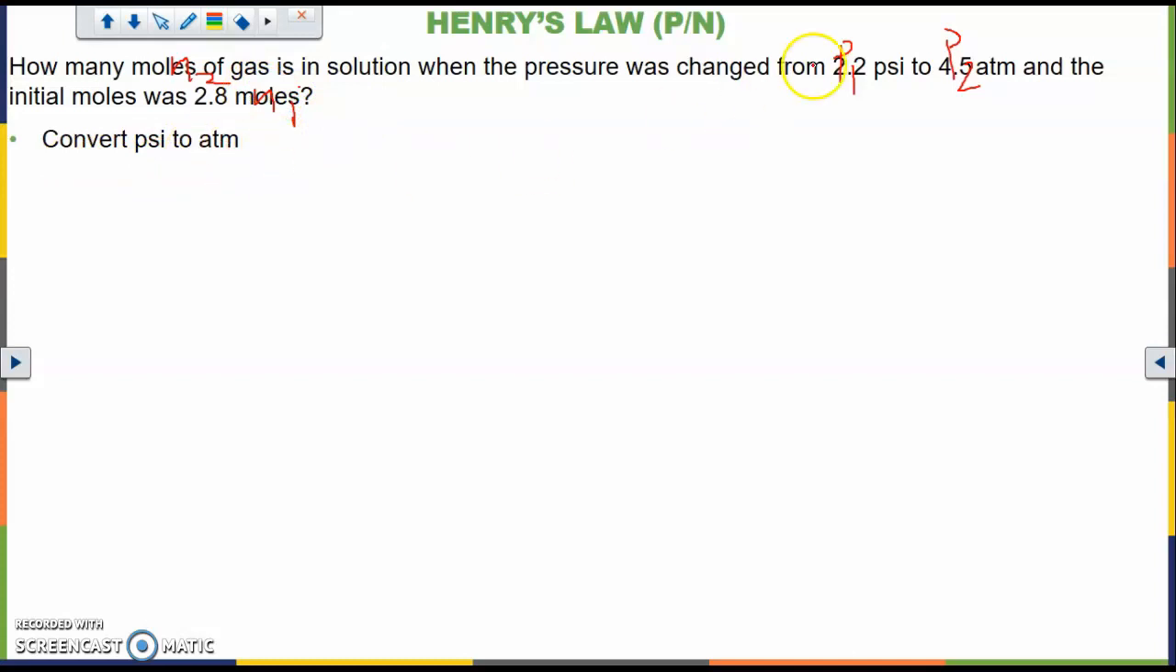So here's the problem. The units for our pressure are two different units. We have pounds per square inch and we have atmospheric pressure. So we need to either change the ATM to PSI or the PSI to ATM. I just chose to convert this 2.2 PSI to ATM. And so this is actually 0.15 ATM. So 2.2 psi is actually 0.15 ATM. Okay, so now they are the same units.